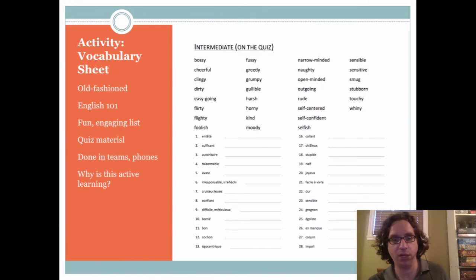If a student asks me, what is entité? I don't remember what entité is. I don't tell them. They have to find it on their own. So this is what makes this an active learning list.